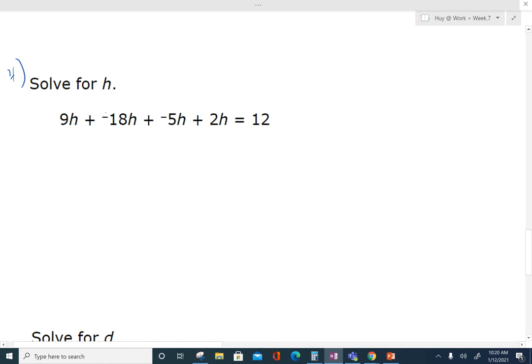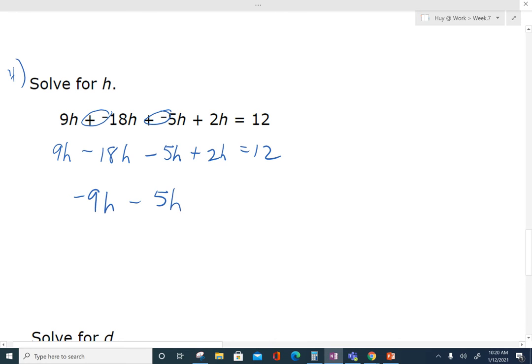Here we do have double signs, so let's take care of those first. I'm just going to rewrite the equation. 9h, adding a negative is just minusing, minus 5h again. 2h equals 12. 9 horses minus 18 horses is -9 horses.